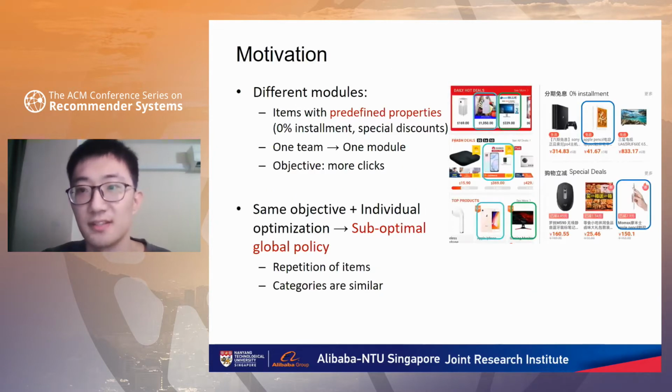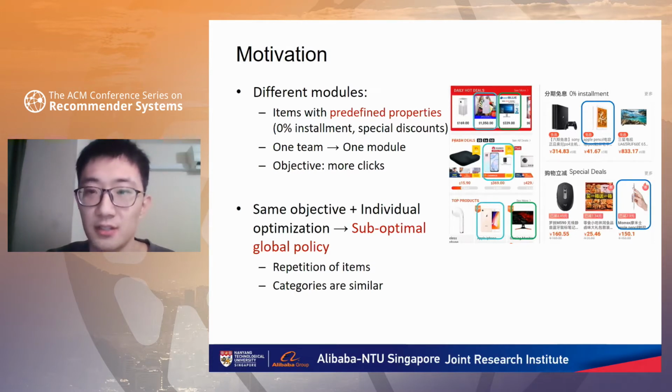We first introduce the setting and motivation of our work. In many e-commerce platforms, there are multiple modules on one page to recommend items with predefined properties, such as items with 0% installment and special discounts. Different teams are in charge of different modules, and their objectives are the same: to get more clicks by users. Different agents with the same objective and individual optimization usually lead to competition and a suboptimal global policy for the e-commerce platform. For example, there is repetition of items and categories in these two figures.